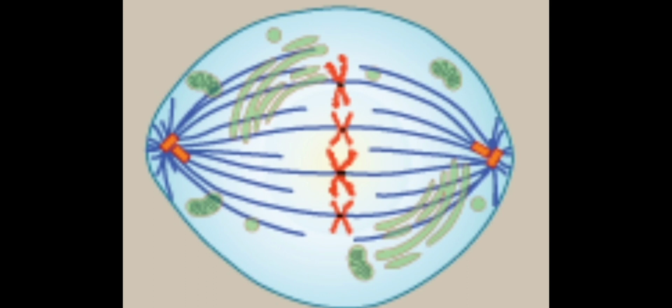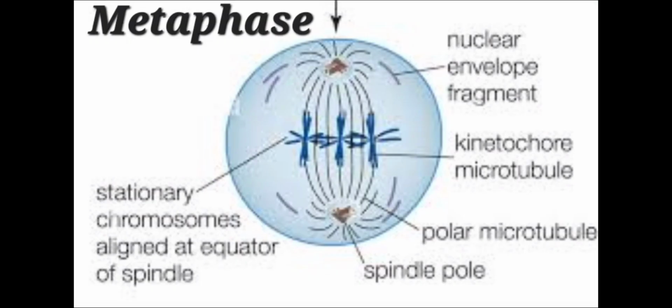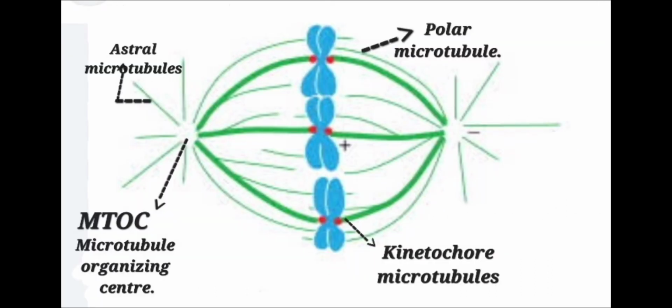The spindle fibers attached to the kinetochores, that is, the fibers which are attached to the chromosomes, are called the chromosomal spindle fibers or the discontinuous spindle fibers. There are interpolar fibers which run continuously between the two poles. They are not attached to any chromosome. These are absolutely continuous between the two poles.